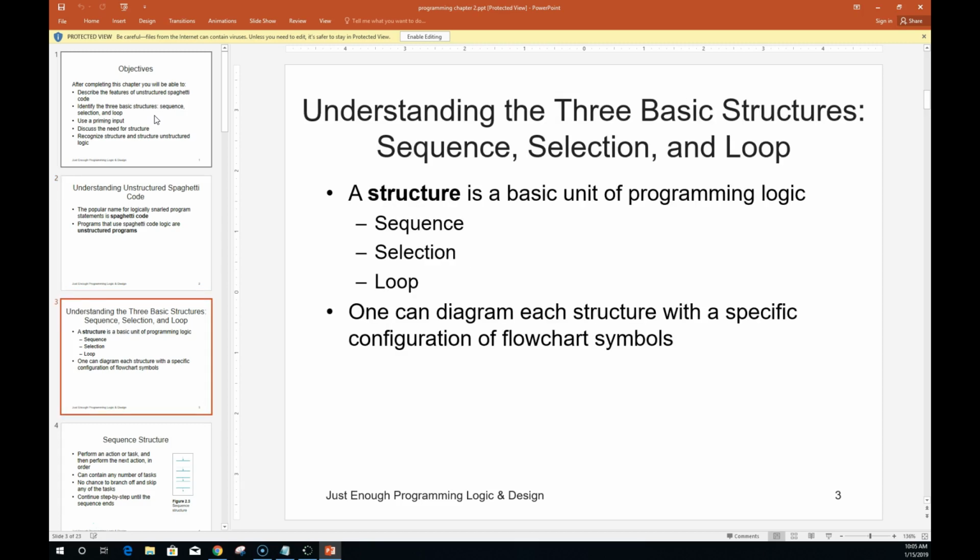So, to make it easier, we have to talk about each one of these types. So we're going to talk about sequence, selections, and loops. So that's the only 3 things we can do.